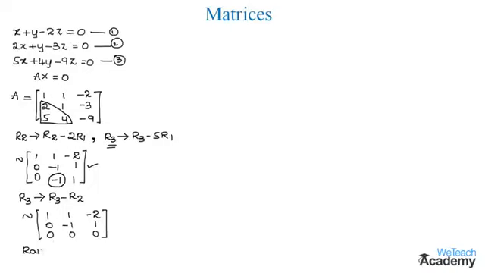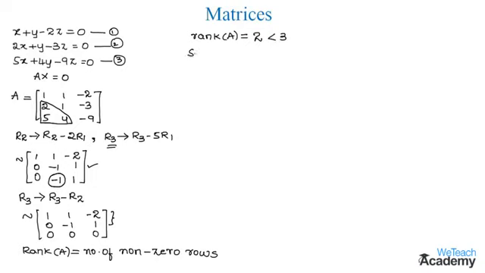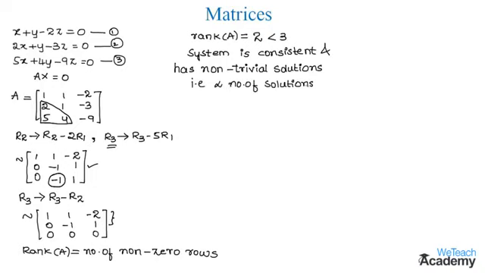And now we need to find the rank of matrix A, which will be equal to the number of non-zero rows. So the rank of matrix A will be equal to 2, as there are 2 non-zero rows here. So we get the rank of matrix A is equal to 2, which is nothing but less than 3. So therefore we can say that the system of equations is consistent and it has non-trivial solutions. That is nothing but it has an infinite number of solutions. So now let us try to find the solutions.